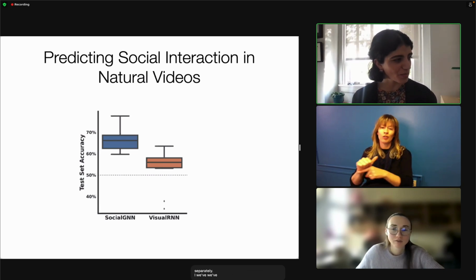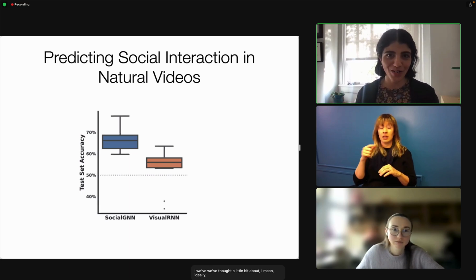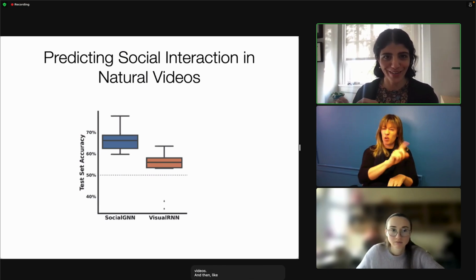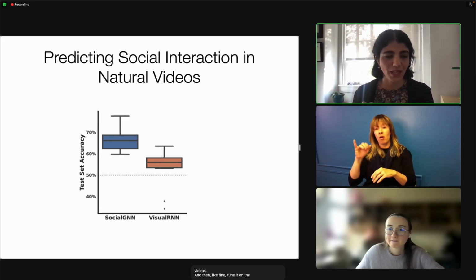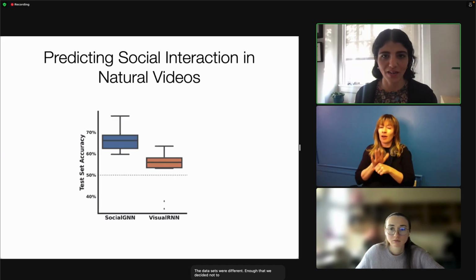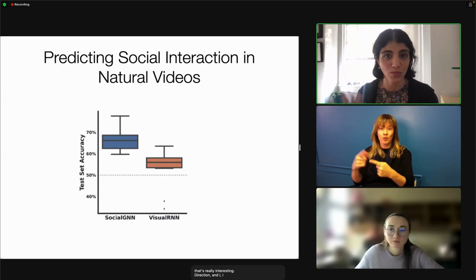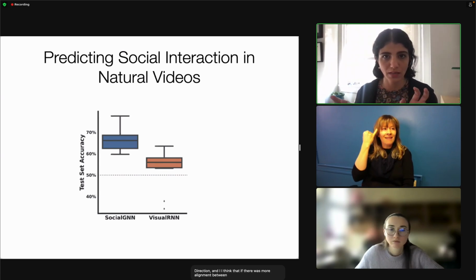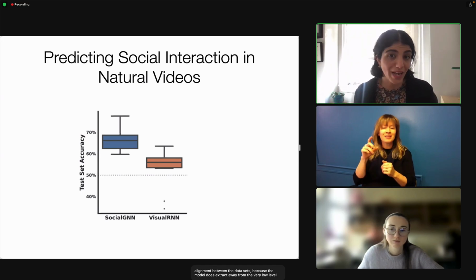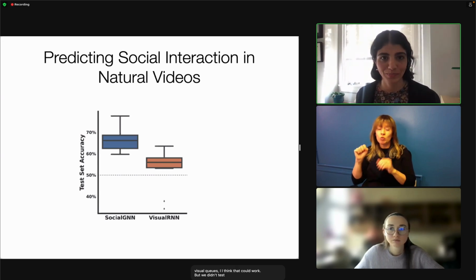We've thought a little bit about it. Ideally you would just train maybe on natural videos and then fine tune it on the animated shapes. The data sets were different enough that we decided not to pursue that too much, but I think that's a really interesting direction. And I think that if there was more alignment between the data sets, because the model does extract away from the very low level visual cues, I think that could work, but we didn't test it directly.